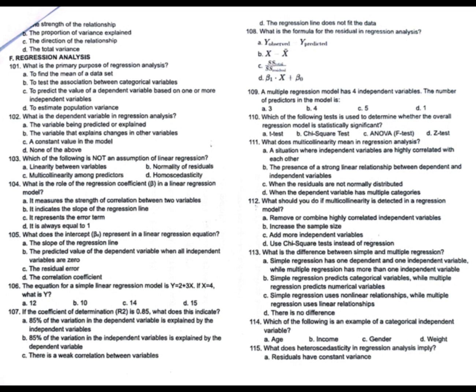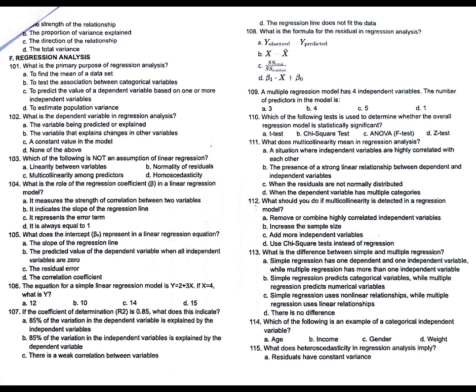What is a dependent variable in regression analysis? Letter A, the variable being predicted or explained. Which of the following is not an assumption of linear regression? Letter C, multicollinearity among predictors. Letter C. What is the role of the regression coefficient in a linear regression model? So it indicates the slope of the regression line.